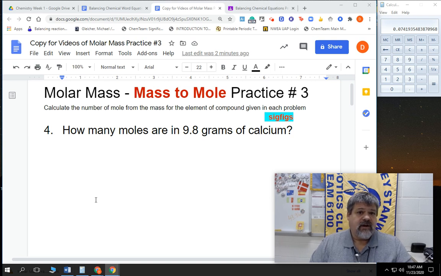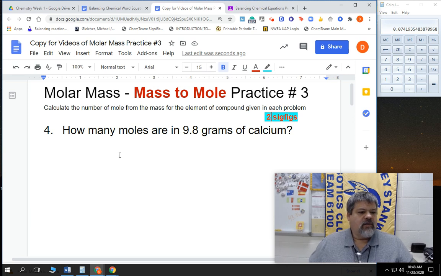Now, one of the first things we need to do is, because we're doing a dimensional analysis problem, we're converting from grams to the number of moles of a substance, in this case calcium. We have to figure out how many significant figures our answer needs to be in. So we look at the number that's in the problem, which is 9.8. When we look at that, we'll see that there are two numbers, so we have two significant figures. And again, if you don't know how to figure out significant figures, please refer back to the packet and the rules on significant figures that we went over earlier in the semester.